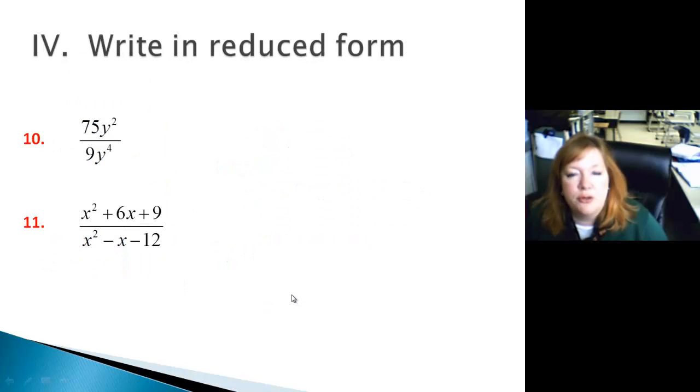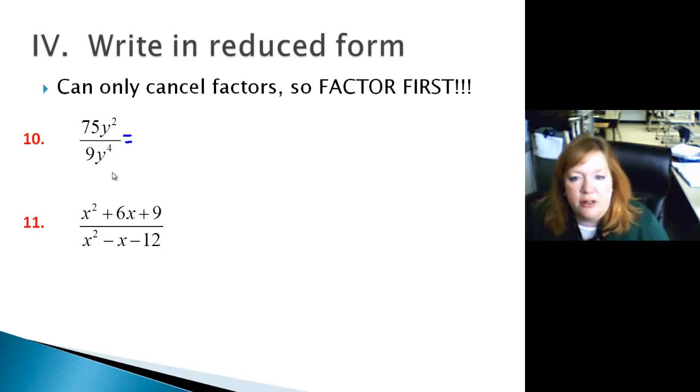Write in reduced form. That means take out like factors. So 75y squared over 9y to the 4th. Remember that you subtract exponents that are on the same base when they're in a fractional form. So you can only cancel factors. So like in number 11, we're going to have to factor first.